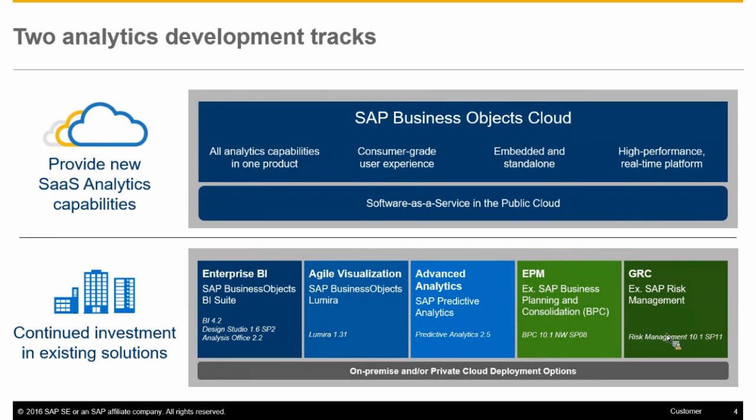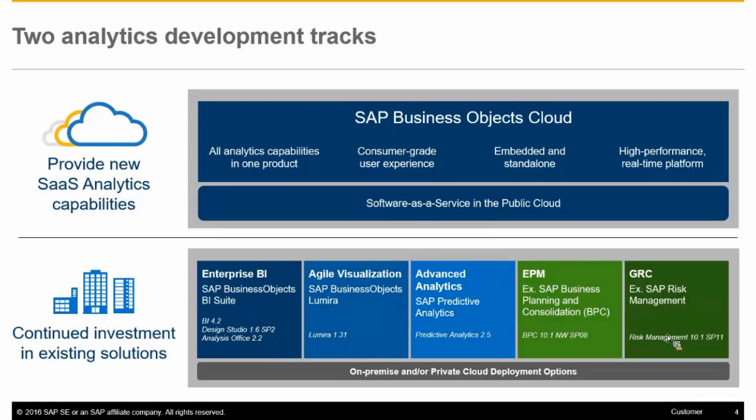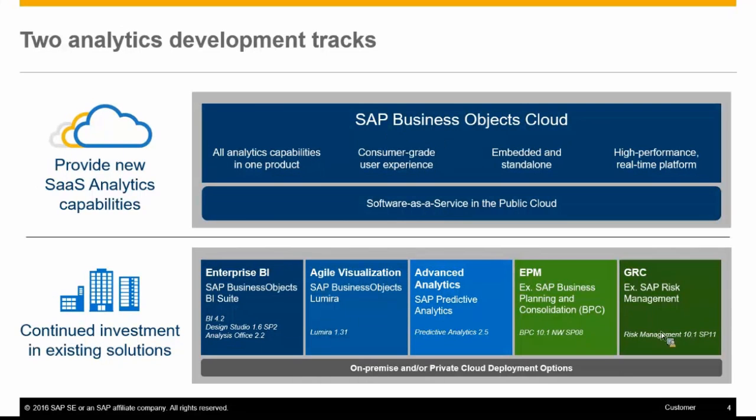So just from a portfolio overview perspective, we already have a SAP BusinessObjects Cloud offering for analytics available, and we continue to invest in our on-prem solutions. Lumira 1.31.1 is already released in the market, and we have patch 2 in plan. And this is for SAP Lumira Desktop and BI Platform.